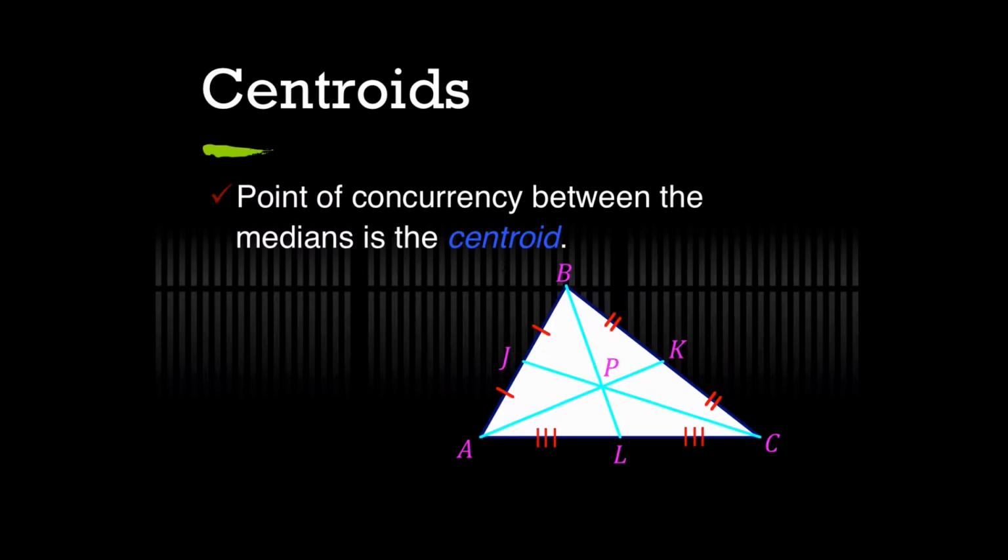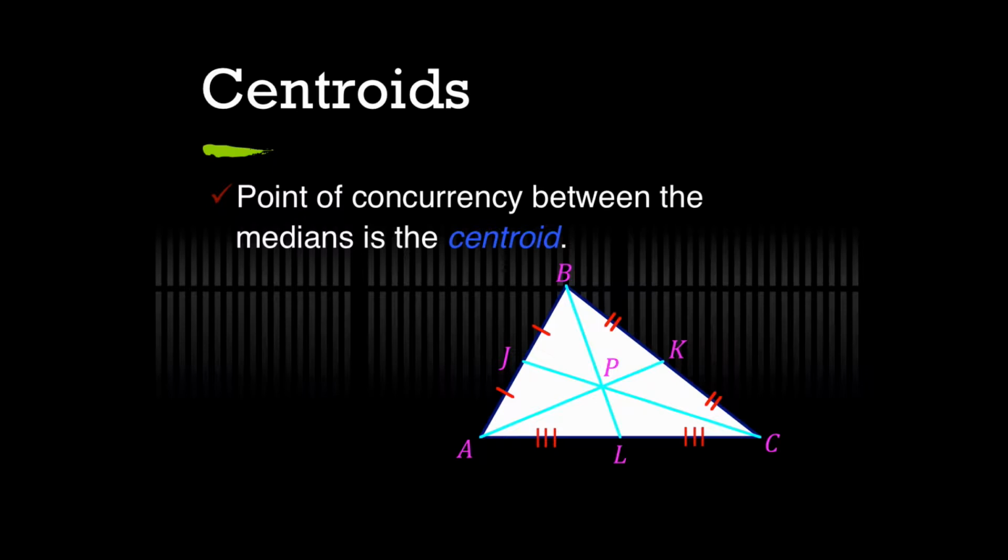What's special? Let's just focus on the median BL. You with me? What's special about the point L? It's the midpoint of AC. Good, so tell me what you know about BL then. It's the bisector of AC, right? It's not horrible. There's one small catch that you're missing.